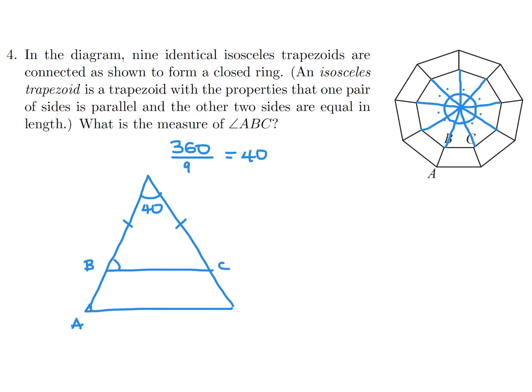So therefore this angle and this angle, if we call them x, we can calculate. It would be 40 plus 2x is 180. So that means x would be 70. And angle ABC is this guy, and that's just going to be 180 minus 70. So that would be 110. So angle ABC is equal to 110 degrees.